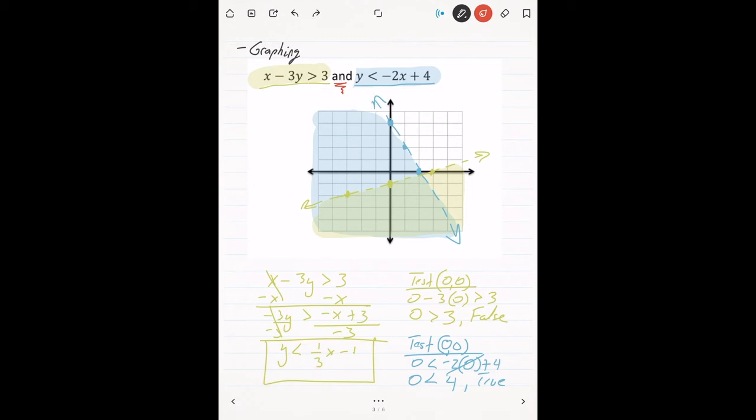So I want you to pause the video, and I want you to take a minute to see if you can identify where there are points that will be solutions for both of the green and blue inequalities here. Where do you see points that will work for one and the other? Well, hopefully you're saying it's the area where they overlap. Remember, when you see the term and, it means the intersection.